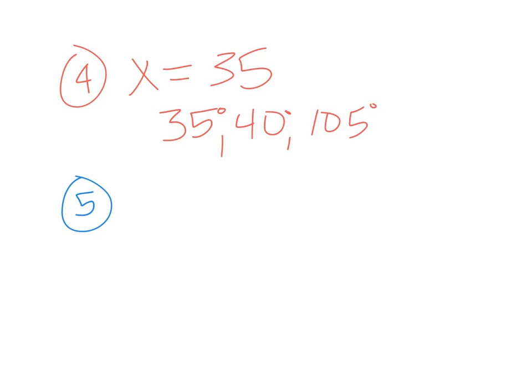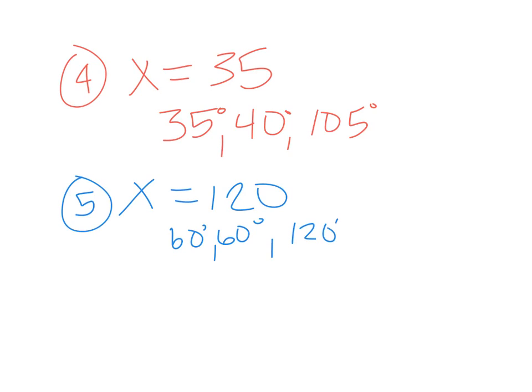No? Okay. So number 5, you should have gotten x equals 120. And then you have 4 different corners. So 2 of them are 60 degrees, and 2 of them are 120 degrees.